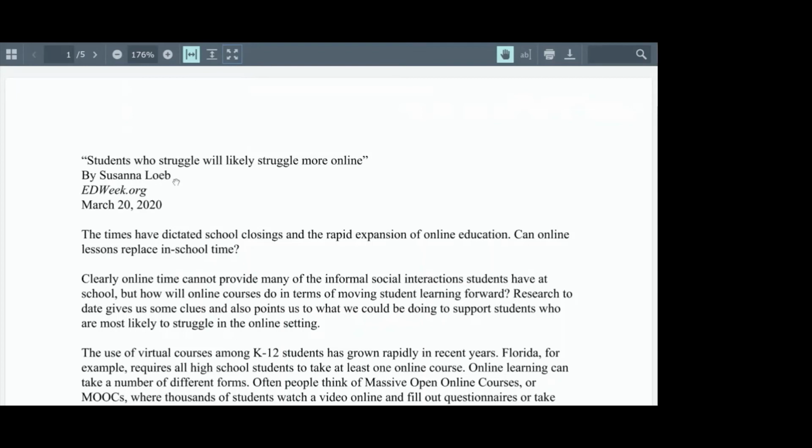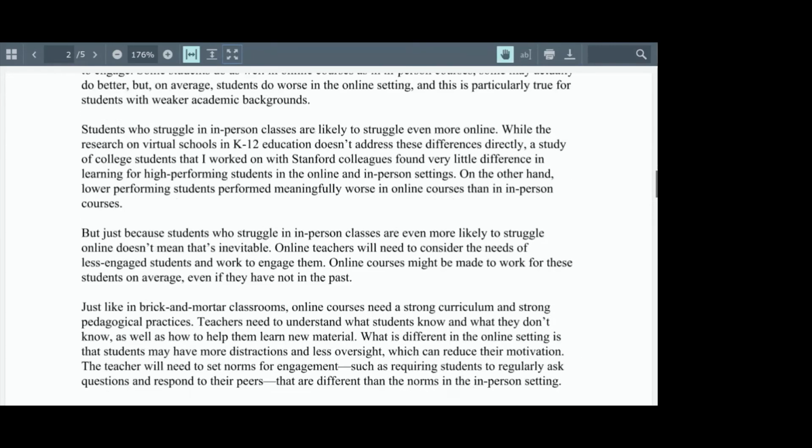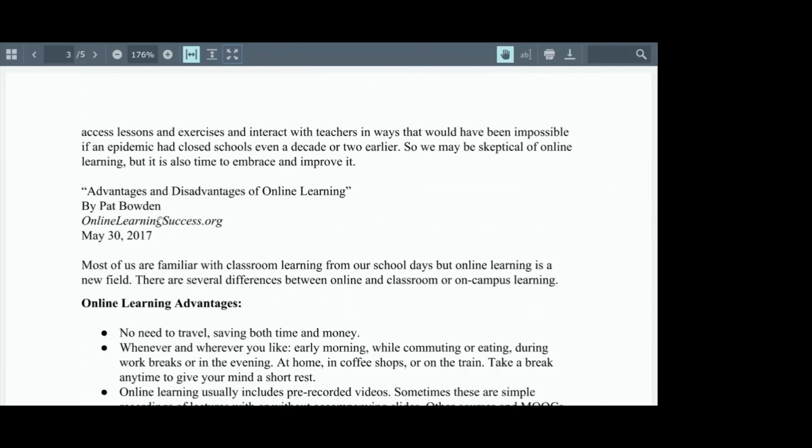So this first article is called Students Who Struggle Will Likely Struggle More Online by Susanna Loeb. So Loeb is the author. She's going to go in parentheses, that last name, Loeb, and whatever page number it's coming from. Okay. And then that's the first 2.5 pages. Page 3 starts Advantages and Disadvantages of Online Learning. This is by Pat Bowden. So again, single author. Bowden goes in parentheses, with whatever page it's coming off of.